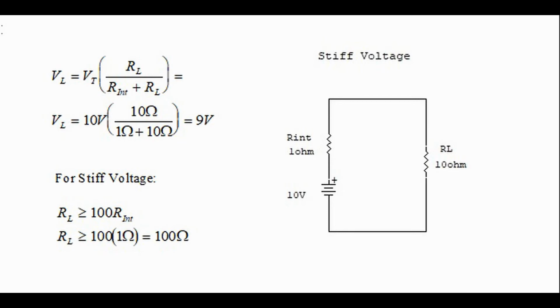For stiff voltage, the load resistor must be greater than or equal to 100 times the internal resistance. In this case, the load resistor must be 100 ohms or greater.